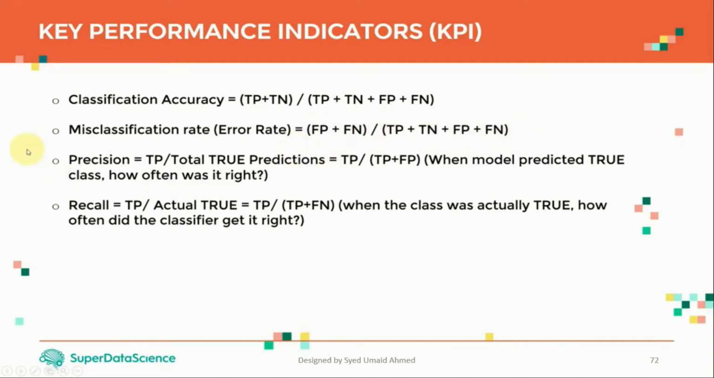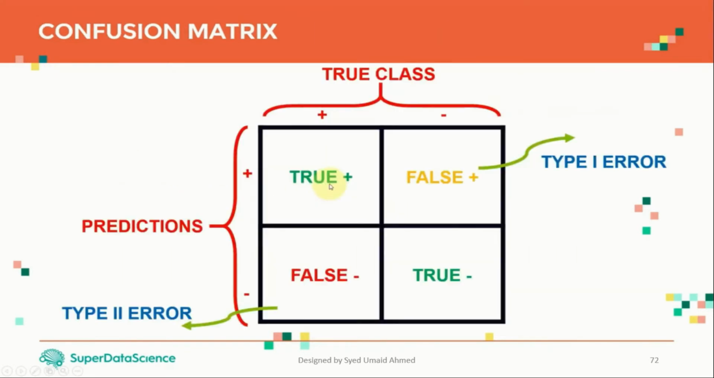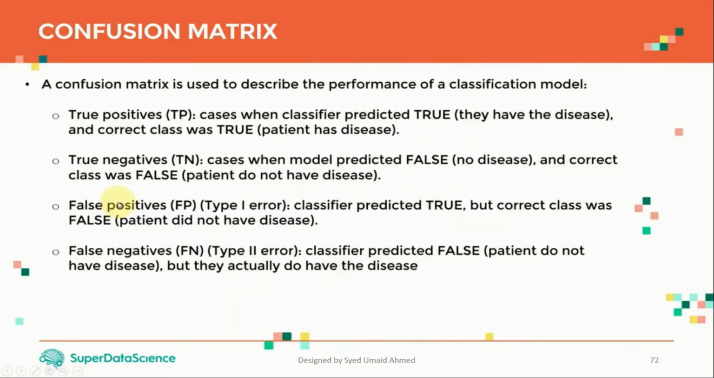Then we have two important definitions, and we call them precision and recall. Precision is simply the true positives divided by the total positive predictions, which means true positives divided by true positives plus false positives. That's when the model predicted the true class, how often was it right? Simply, when the model said that it is positive here, how many times was it right? That's what we call precision.